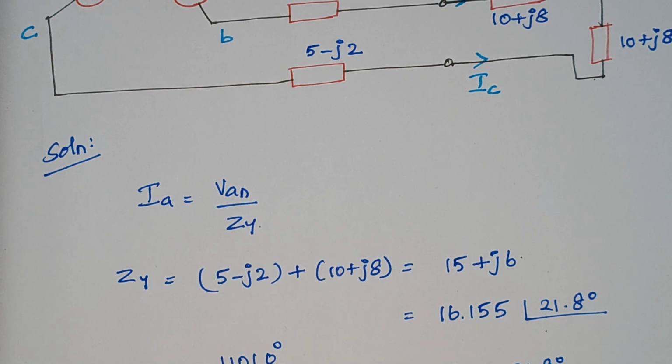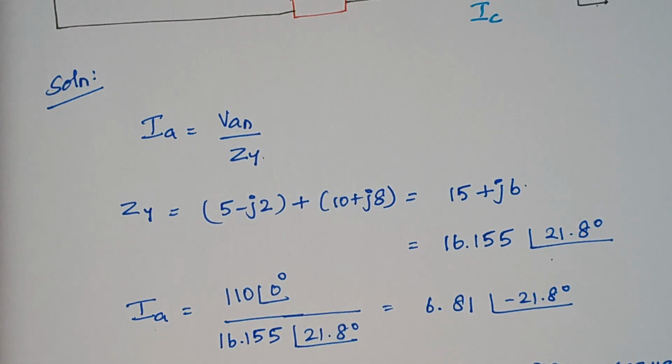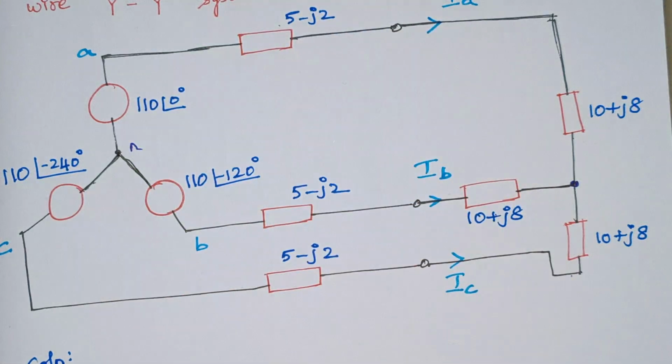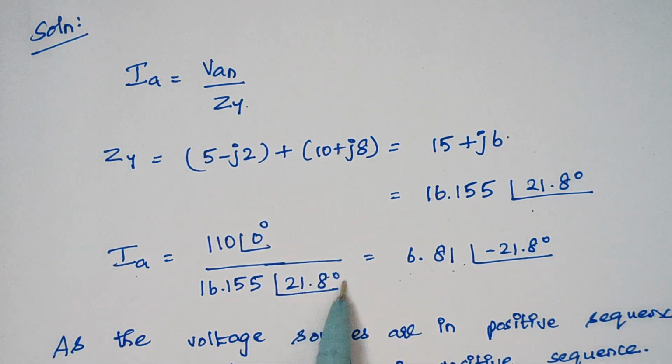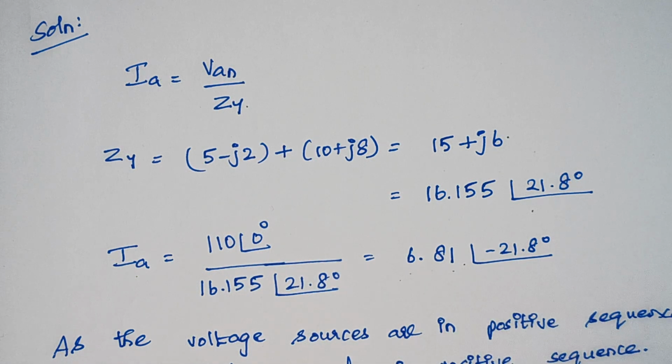Now the next thing is we are going to find the value of IA. IA is nothing but VAN divided by this ZY. What is the value of VAN? VAN is nothing but the voltage between your A and N terminals. Here it is 110 with an angle of 0 degrees. So just substitute the values: 110 with 0 degree divided by this ZY. When you divide this, it gives an answer of 6.81 and 0. When you move this angle to the denominator, it will become minus. 0 minus 21.8 gives minus 21.8 degrees.